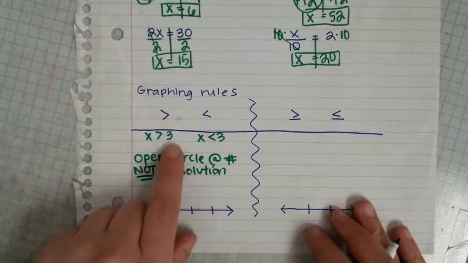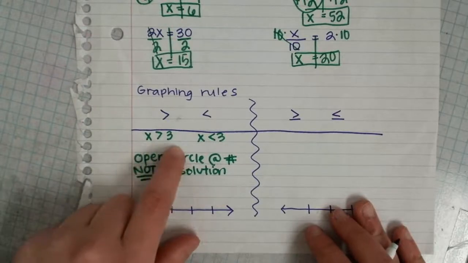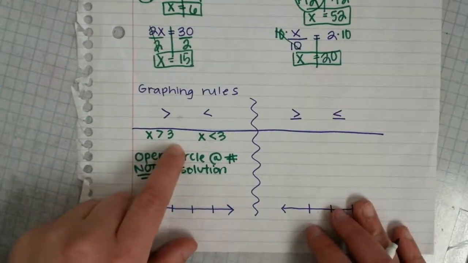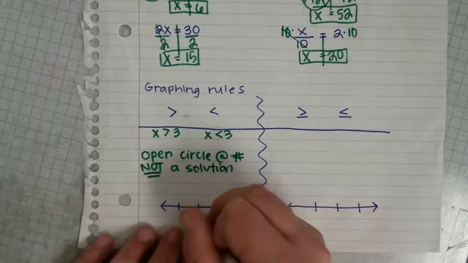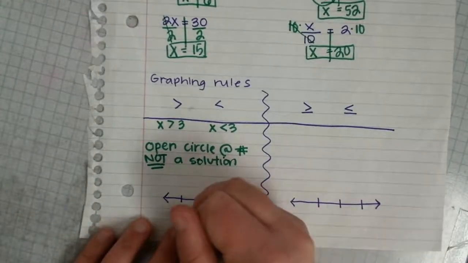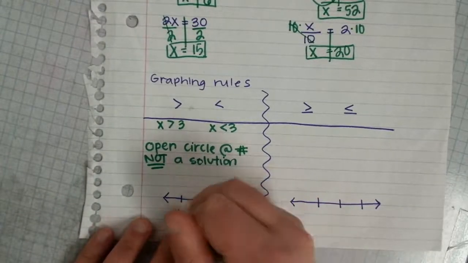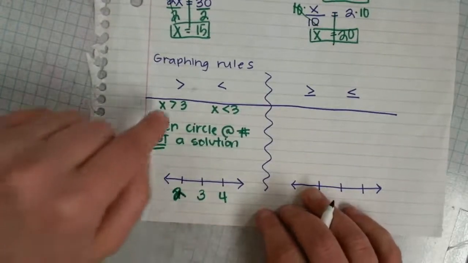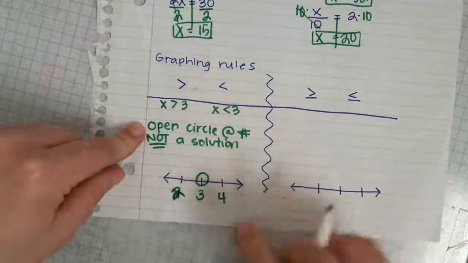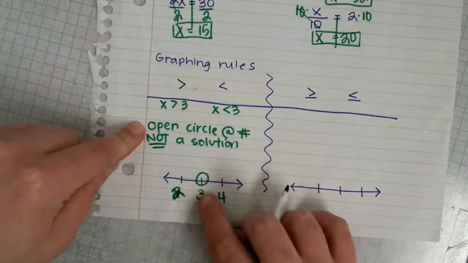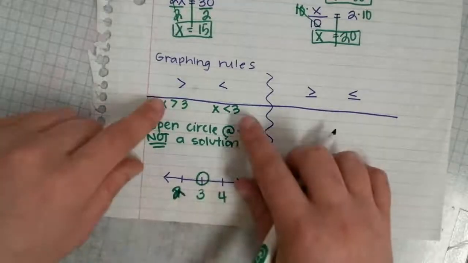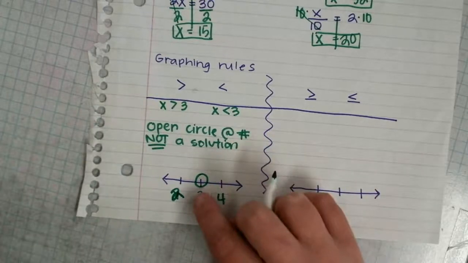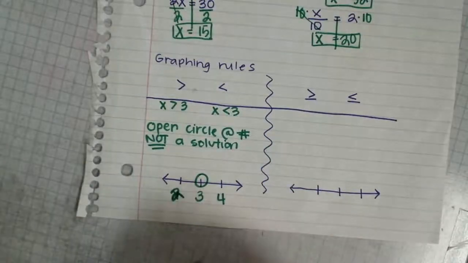If x is greater than 3, I could have 3.1 or 3.000001. But I'm going to use an open circle at 3 because 3 is not an answer. I can go all the way up to 3 depending on which one I'm doing, but I cannot include 3 because 3 is not an answer. 3 is not greater than 3, or 3 is not less than 3.